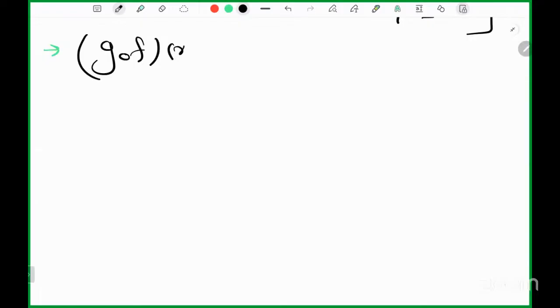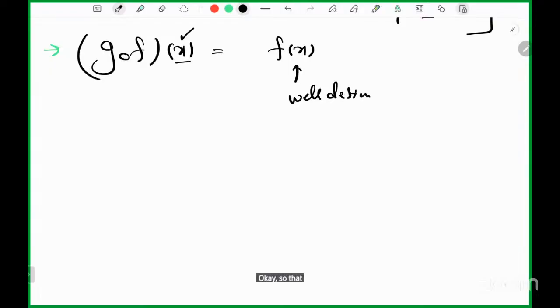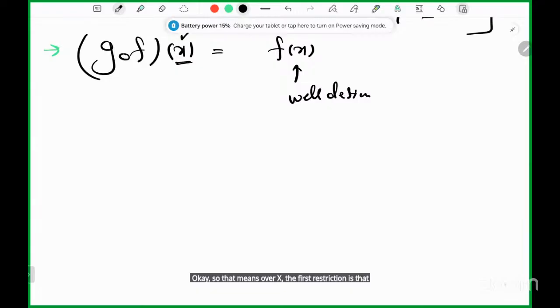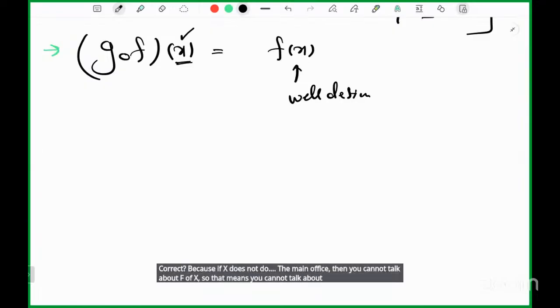Okay, so how is it defined? First understand that. If I take any value of x, first of all, this quantity f of x should be well defined. So over x, the first restriction is that x should belong to the domain of f. Correct? Because if x does not belong to the domain of f, then you cannot talk about f of x. So that means you cannot talk about g of f of x.